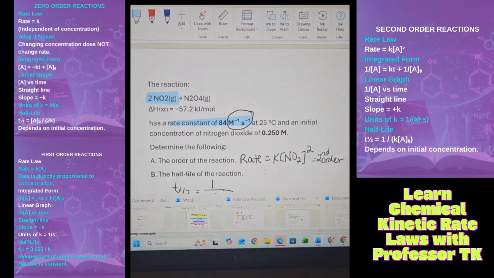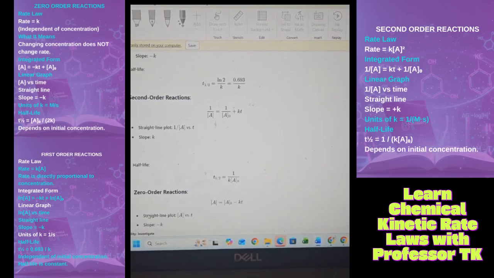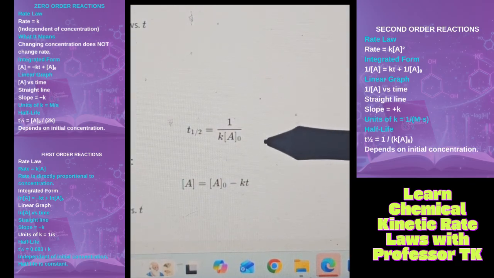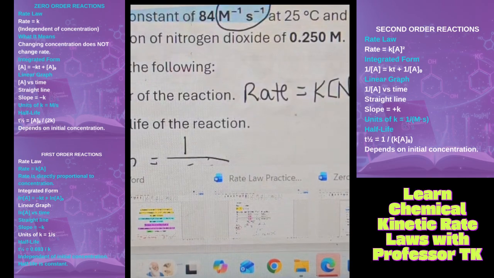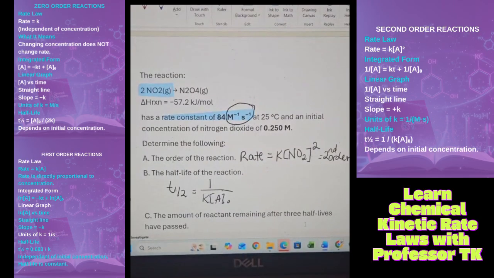Again, because we're working with second order, this is the formula that you guys are going to use for your half-life. Whenever they ask how long something is going to take, based on a reaction, you're going to use the half-life part of your formulas, okay? So right here, we're going to plug in our numbers.